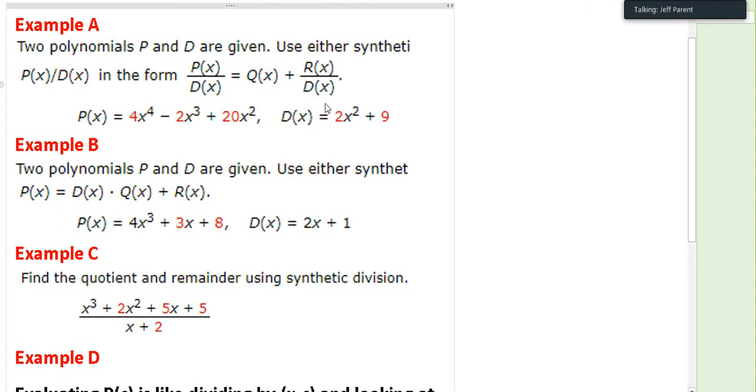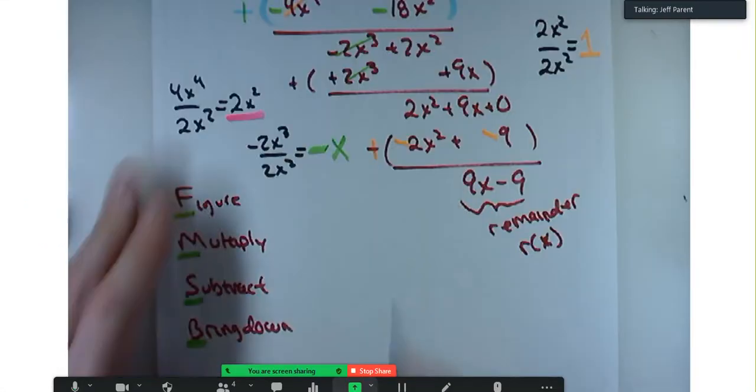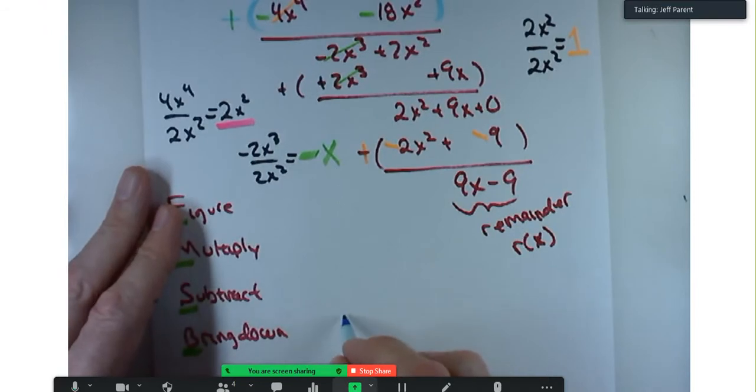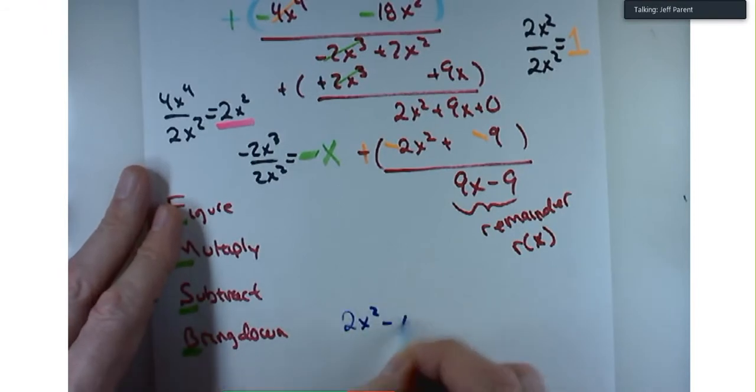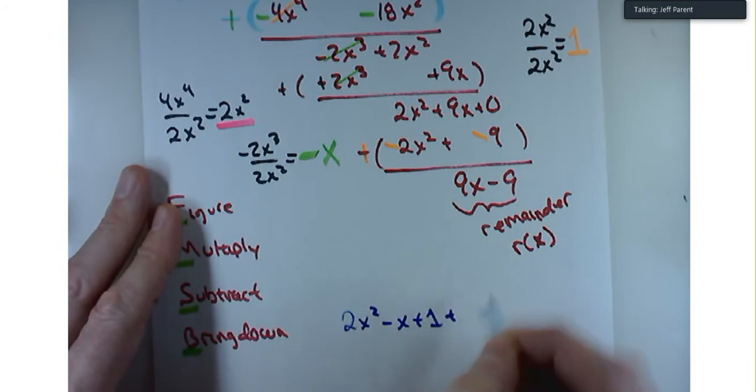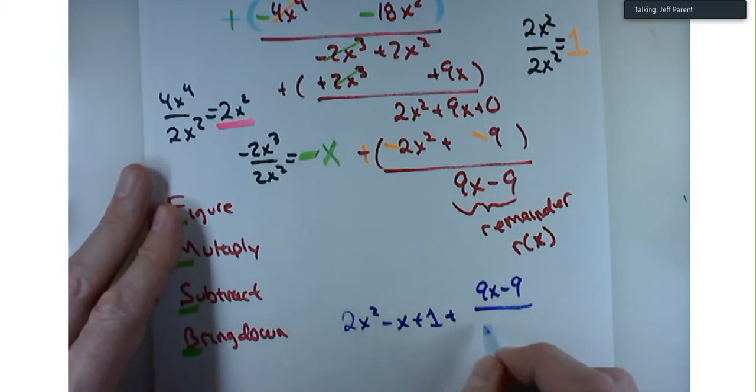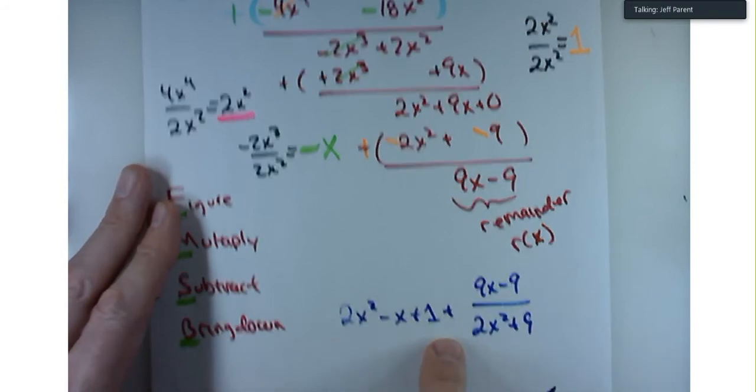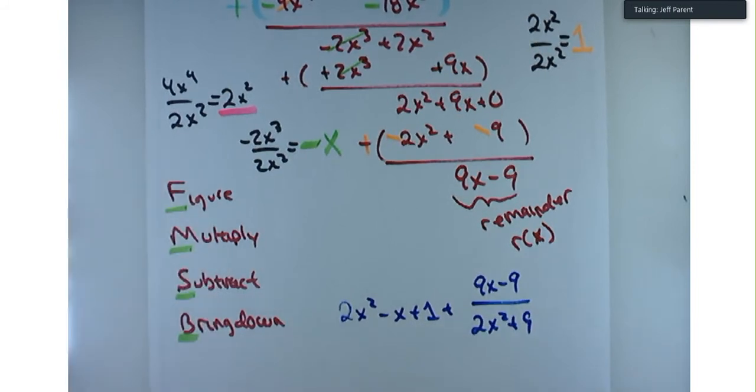So the answer that you would have to input into WebAssign would look like this. It'd be your quotient, 2x squared minus x plus 1, plus the remainder, 9x minus 9, over the divisor, 2x squared plus 9. That would be the answer that you put into WebAssign.